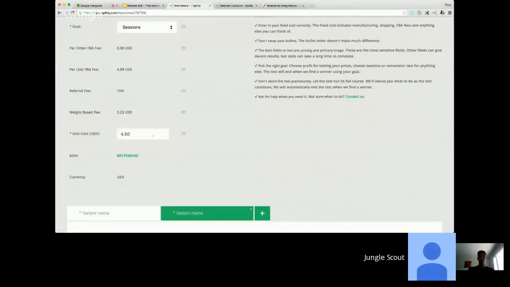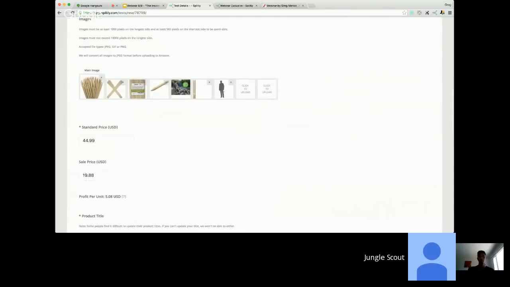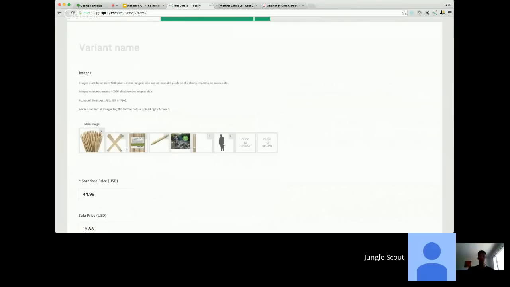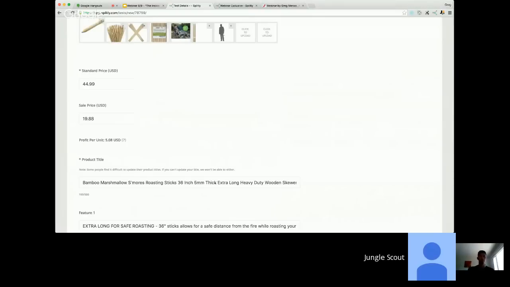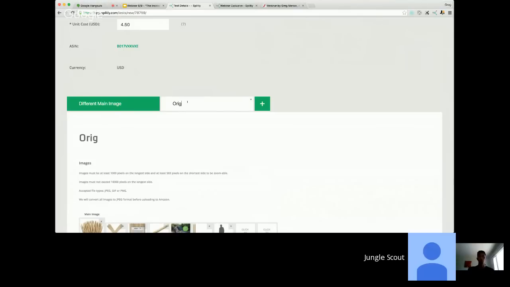After that, you enter your unit cost, and then down here it's simple. You just make a change. If I wanted to change the price, maybe right here I'll say 21.88 instead of 19.88. And if I wanted to change my main image, I could just drag a different image, or I can upload another one. Maybe I want to try this one for my main image. I would drag it there, and that's about it. You can name them up here. So this one would be different main image. This one over here is my original.